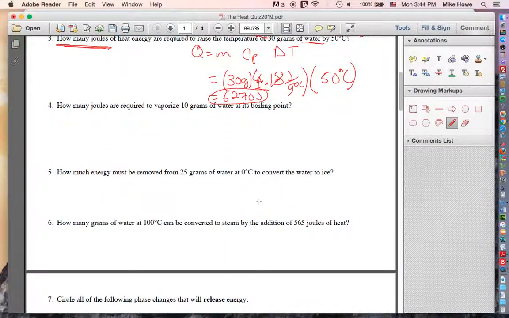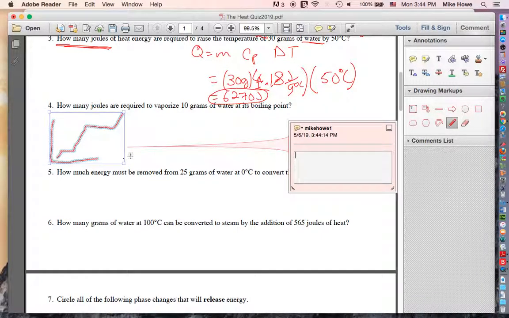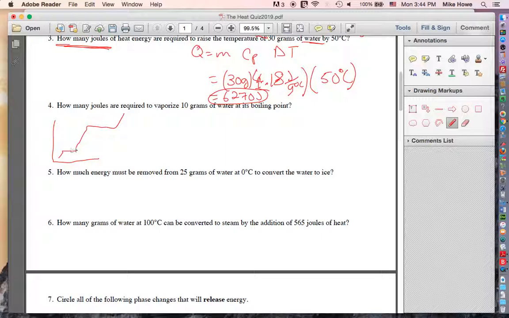All right, now 4, 5, and 6 deal with regions of this graph that don't involve a temperature change. So you know the graph starts below freezing, it melts, and then it goes up to boiling, and then things boil, and they continue to get hotter. This temperature right here is 0, and this temperature up here is 100. That's freezing and boiling.